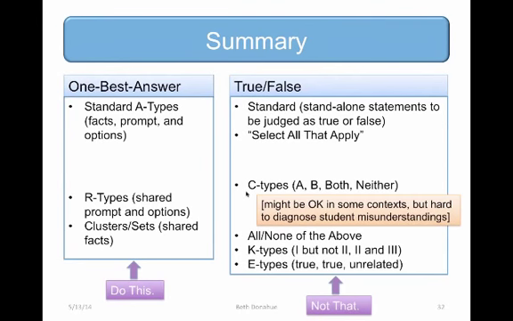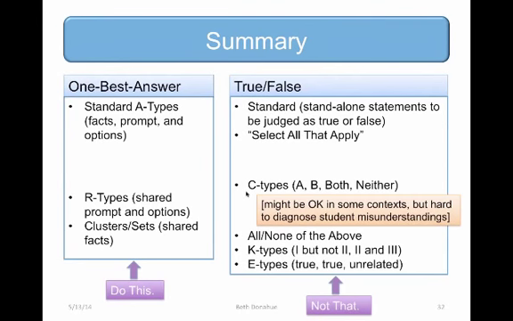In the true-false family, these are all the kinds of questions you would be best to avoid. So the standalone statements that students must judge as true or false. Select all that apply, and there's supposed to be a box there that suggests that these are okay if they're using very short options. C types, the A, B, both, or neither construction of the options. Those might also be okay in some contexts.